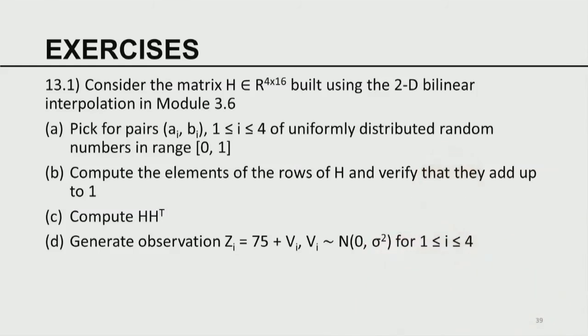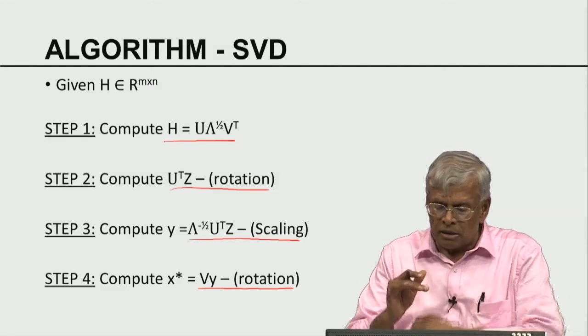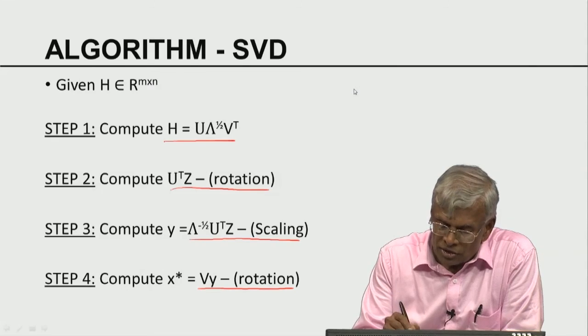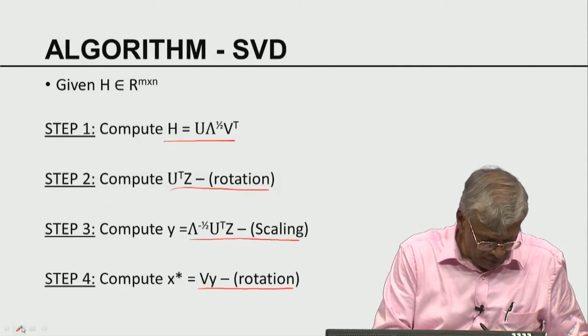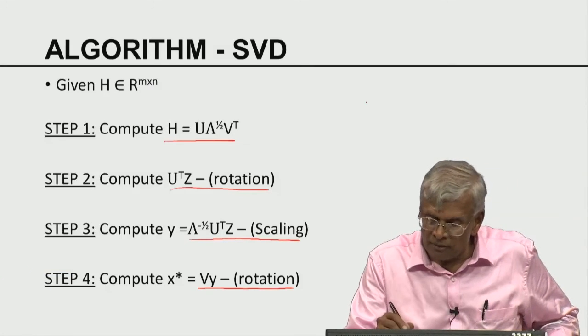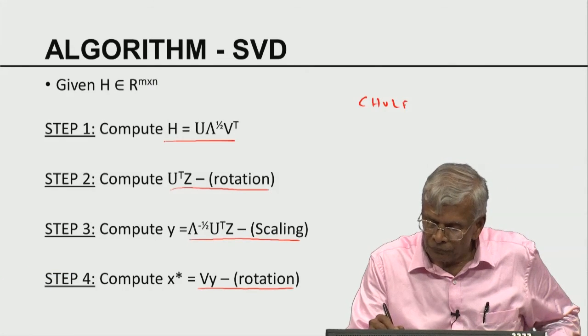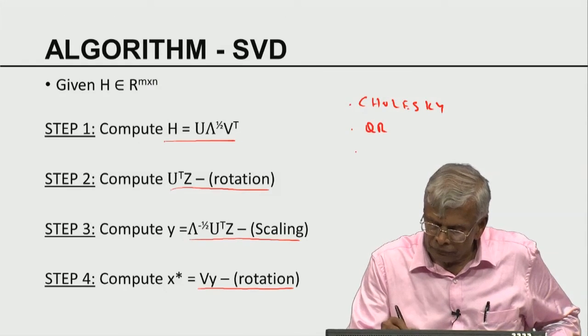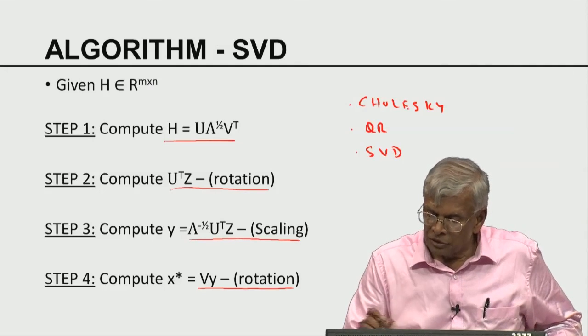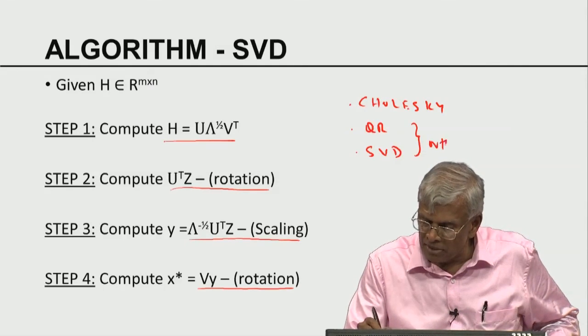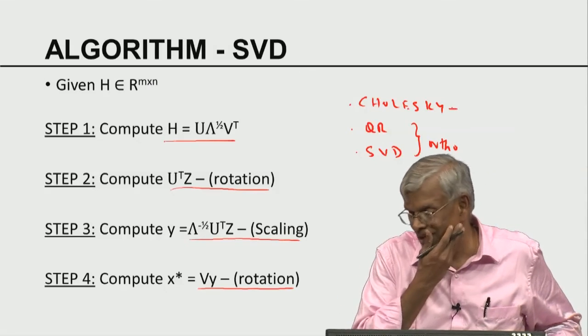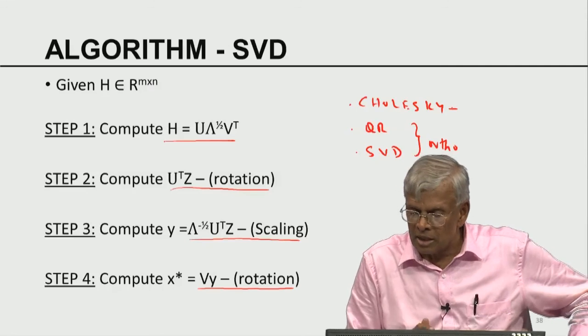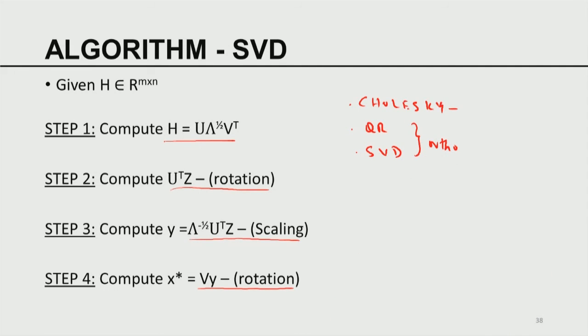So with this we have covered three methods, Cholesky, QR and SVD. These two involve orthogonal matrices. This method essentially is a variant of LU decomposition. Cholesky method is computationally not as stable in the sense of numerical round off as QR and SVD.